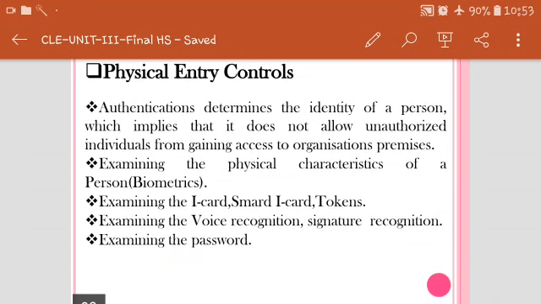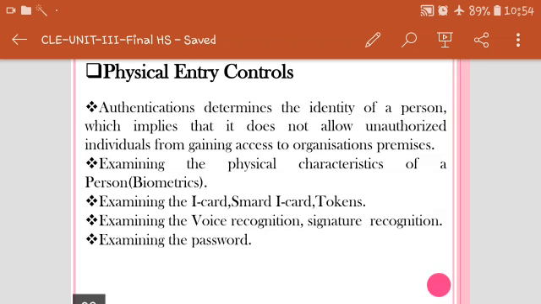Next, examining voice recognition and signature recognition. In voice recognition, the person speaks a word or phrase that has been recorded in a monitored condition. In signature recognition, the person signs his or her name and the system matches the signature with the recorded signature. This system is already known to us in banking. If any person wants to withdraw money, our signature and the signature already available in the database are matched. If they match, then that person is allowed for the next process.